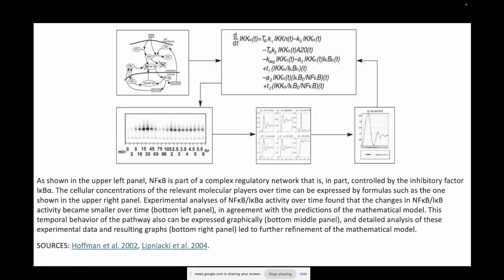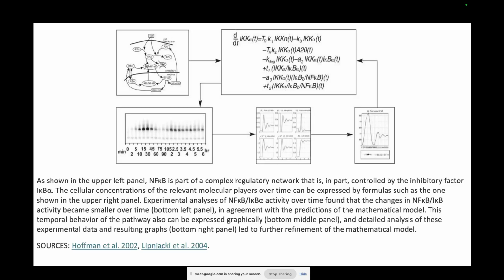This is a complex set of ODEs that are used to model this whole feedback loop and the regulation of NF kappa B going inside the nucleus and how it can turn on genes, and also how it will be repressed after a certain concentration because I kappa B will be forming again. So this whole thing can be modeled using a set of differential equations. As you can see, this is another set of complex differential equations. You cannot solve them analytically by hand.